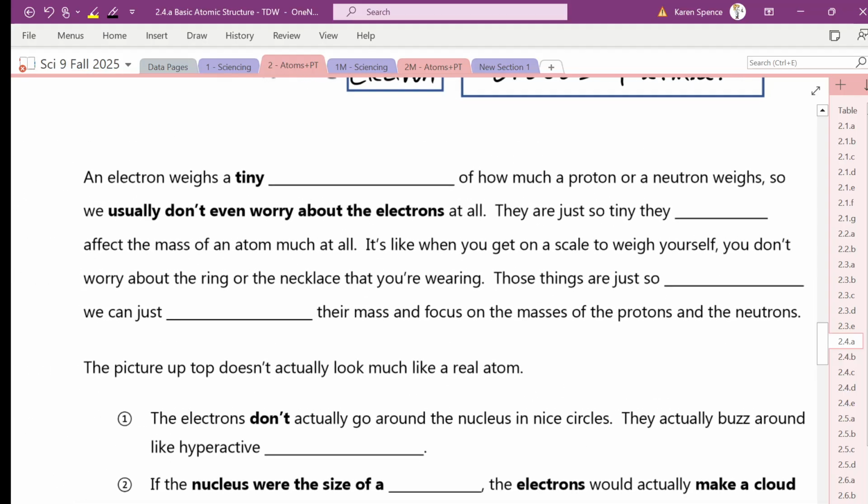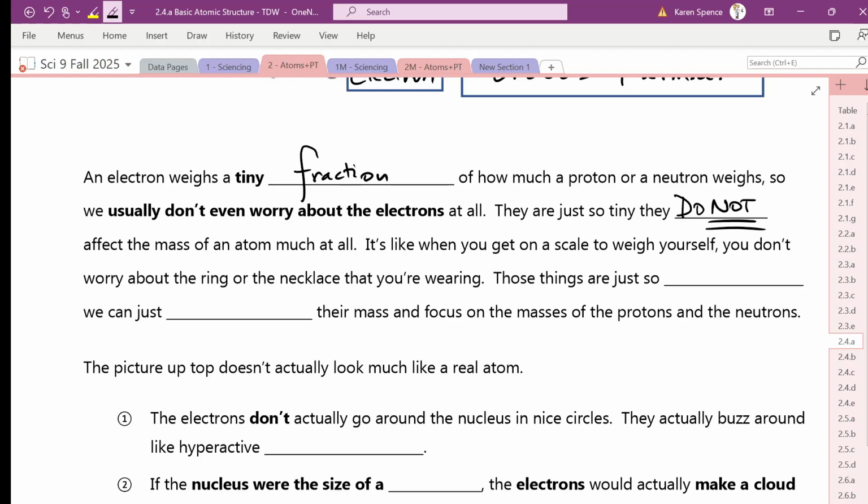An electron weighs a tiny fraction. So to be honest, we usually don't worry about the electrons at all. They are so tiny that they do not affect the mass of an atom much at all. It's like if you get on a scale to weigh yourself. Do you take off your earrings or your watch or your glasses or anything like that when you step on a scale to weigh yourself? Do you worry about that? No, because they weigh so little compared to the mass of you.